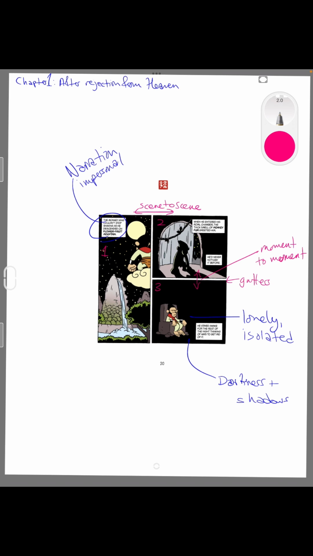The narration is voiceover only, so I'm going to just acknowledge that here. Voiceover only. And I don't see any splash or bleed here. There's no voice bubbles or anything. So I'm going to move on to style. So that was form. I'm moving on to style.